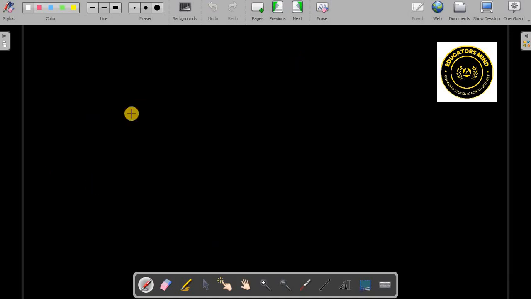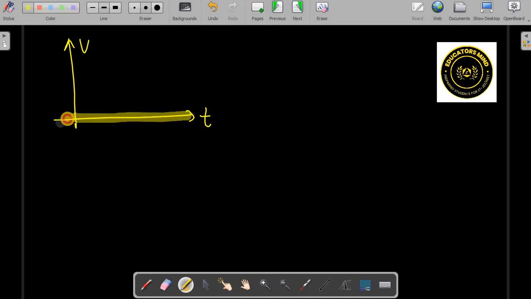Let us go to the vt graph. Now if you take the vt graph, how do we represent rest? Rest means velocity 0. So any graph here on the x-axis, the time axis, represents velocity equal to 0. Now if velocity is constant, then we can represent it like this: velocity is constant.